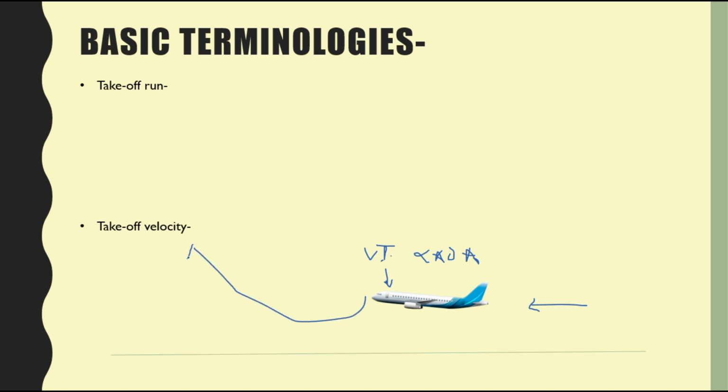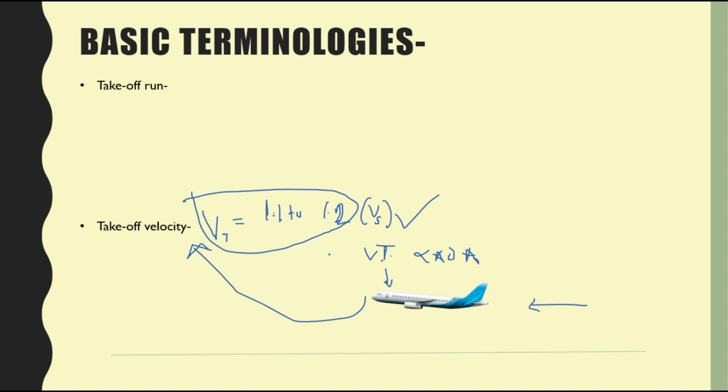And with a good assumption, we can say that the takeoff velocity, that is the v takeoff, is equal to 1.1 to 1.2 times of v stall. The takeoff velocity is very near to the stall velocity, that is 1.1 to 1.2 times of the v stall. So this is about the takeoff velocity.